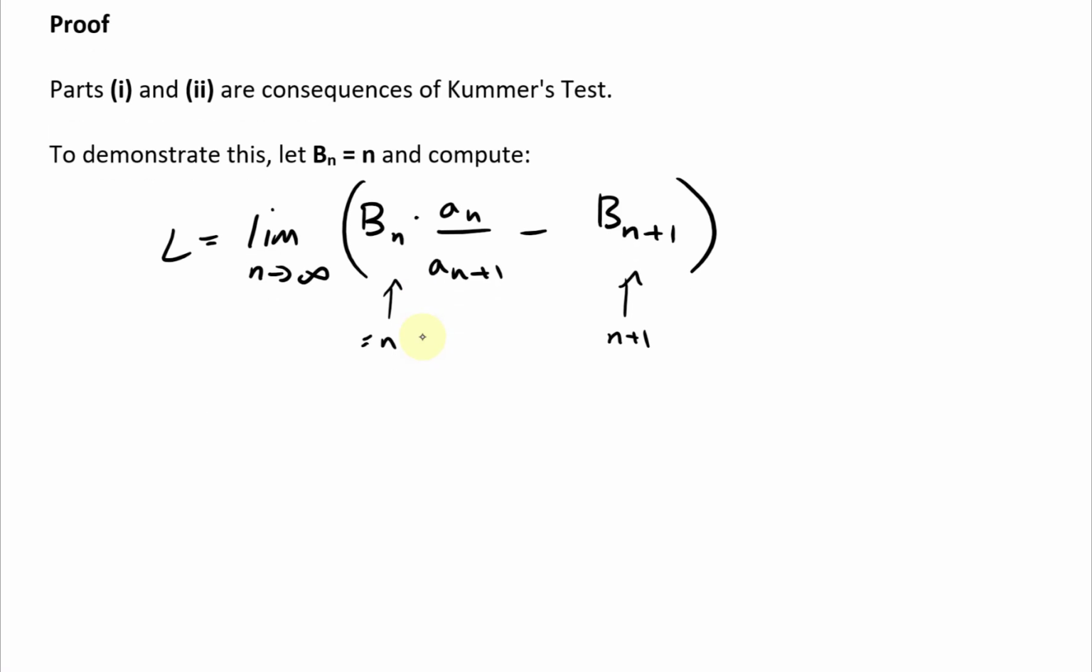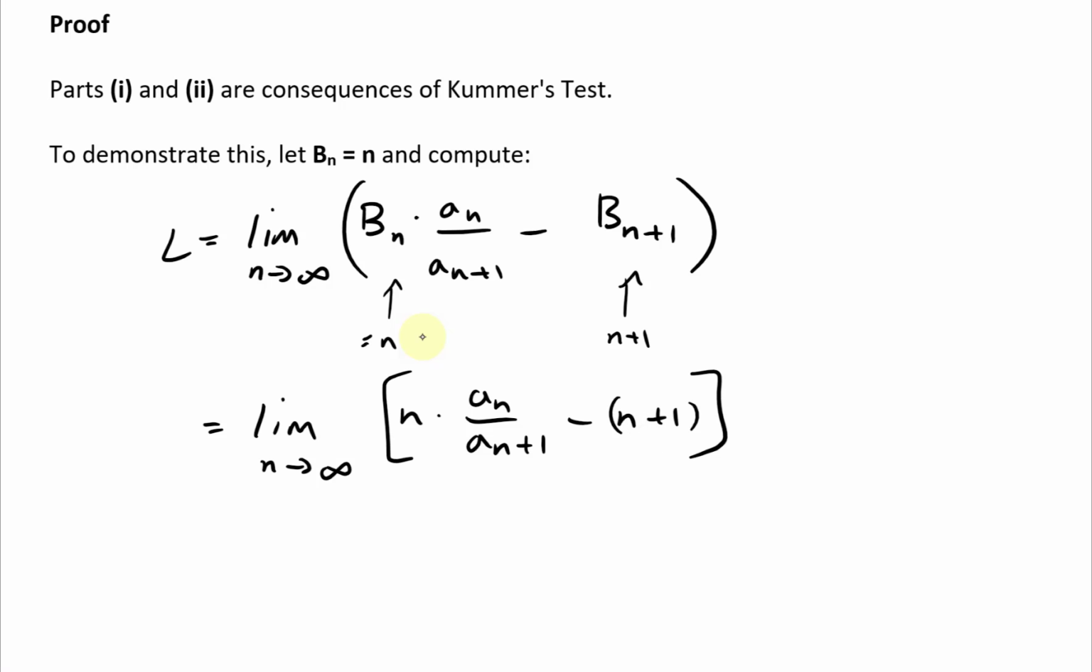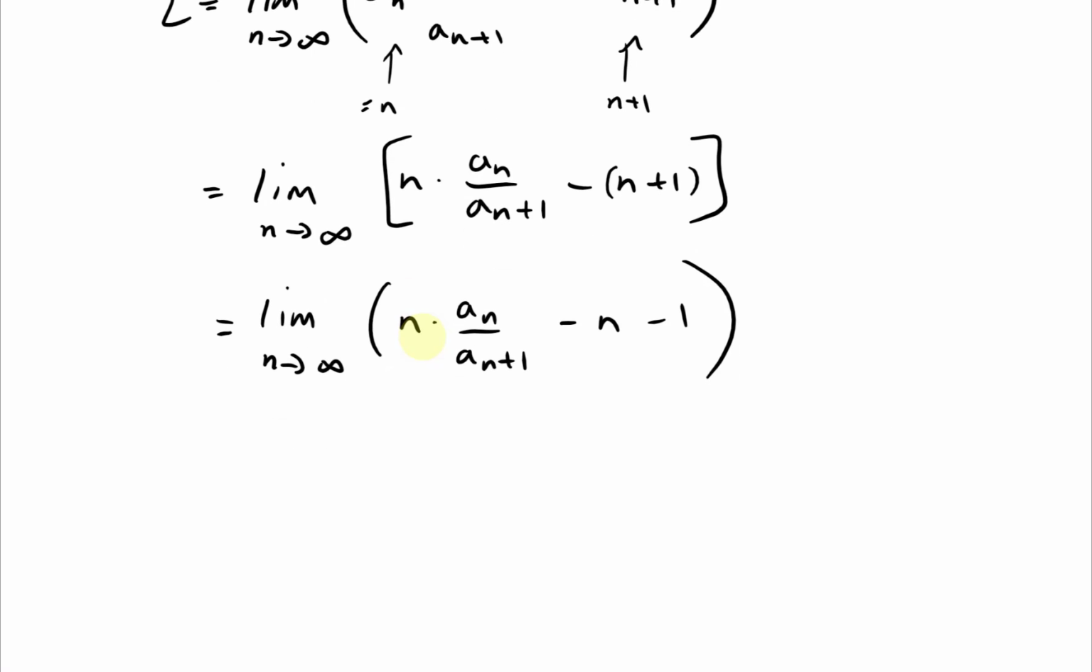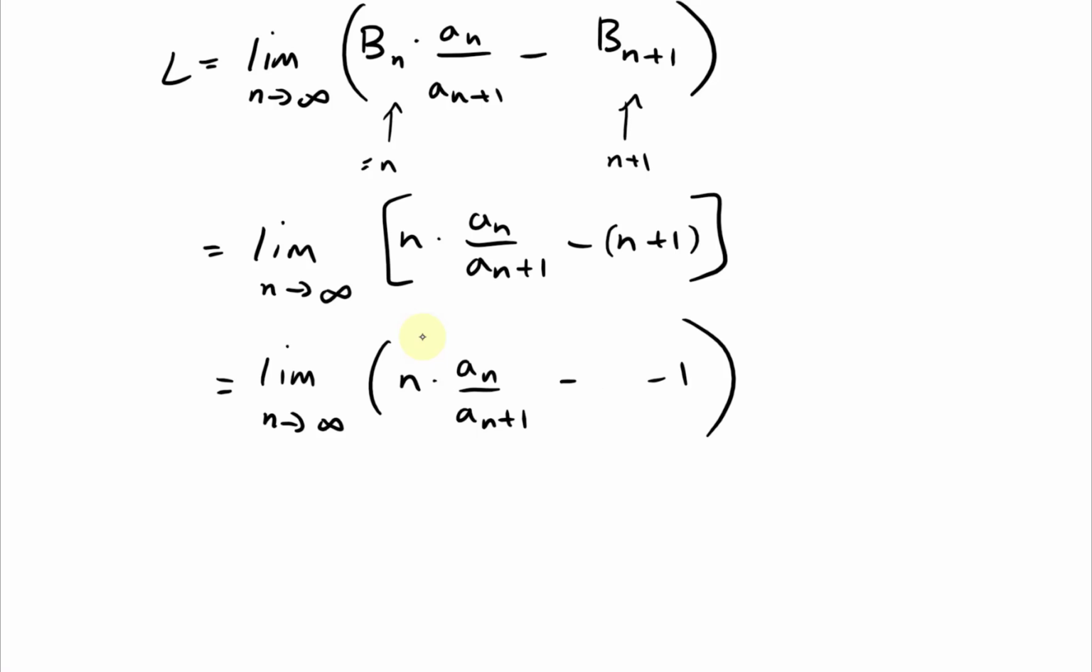So what we end up having is the limit as n approaches infinity of n times an over an plus 1 minus n plus 1. We could use square brackets to differentiate the brackets. To simplify this even further, this is going to be the limit as n approaches infinity of n times an over an plus 1 minus n minus 1. Let's just factor out the n right away. So minus 1, and move this all out and write it like this.